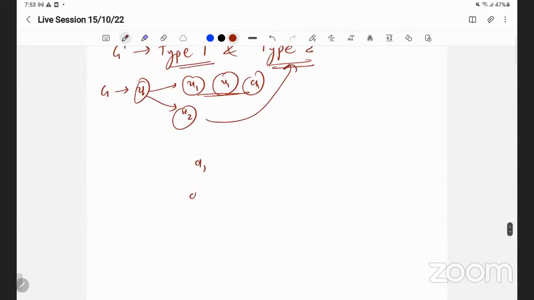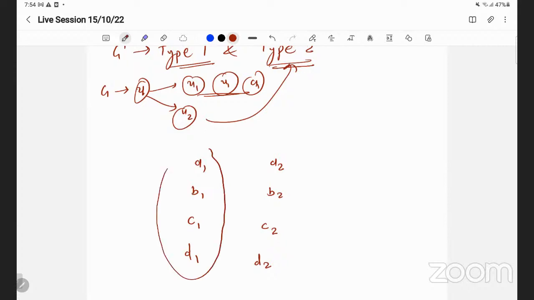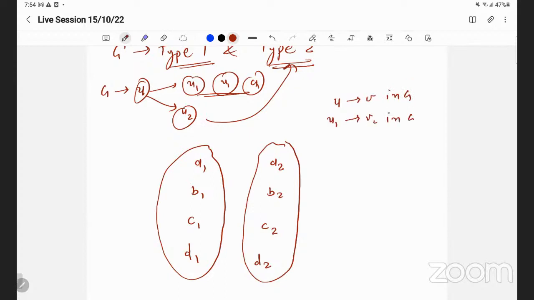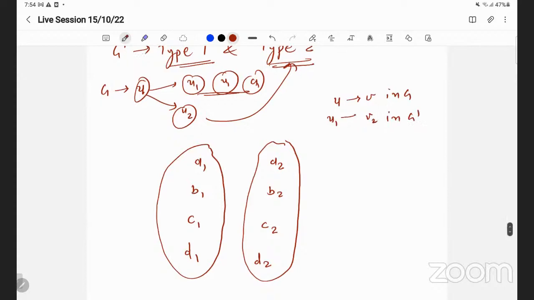Let's suppose there were 4 vertices, A, B, C, D. In this new graph G prime, all of those 4 will split into 2 vertices: A1, A2, B1, B2, C1, C2, D1, D2. The crucial observation is there is no edge between any vertices of type 1, and no edge between any vertices of type 2. Why? Because for every U to V edge in G, we added an edge from U1 to V2 in G prime.